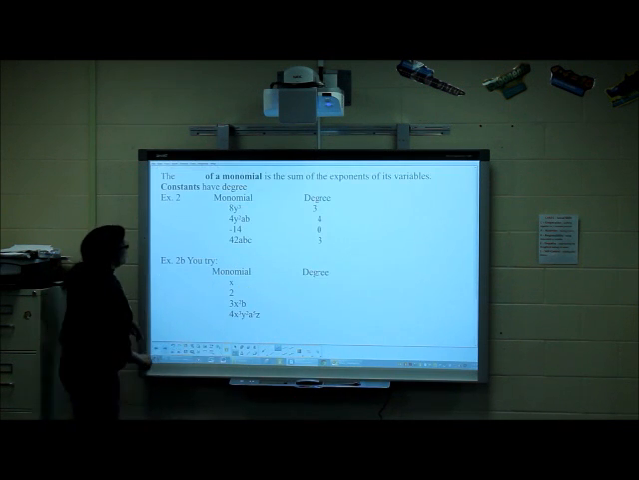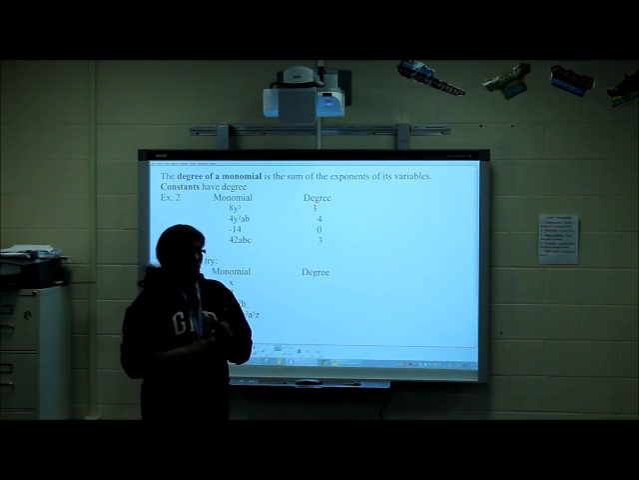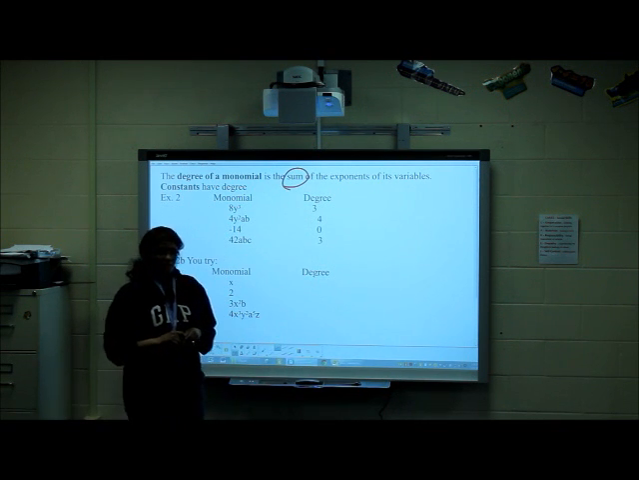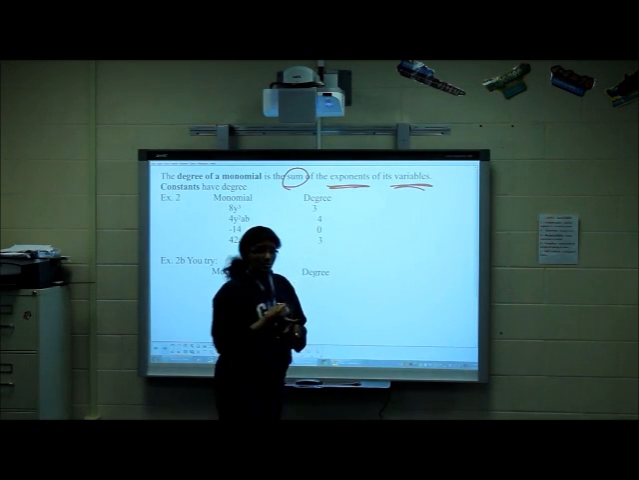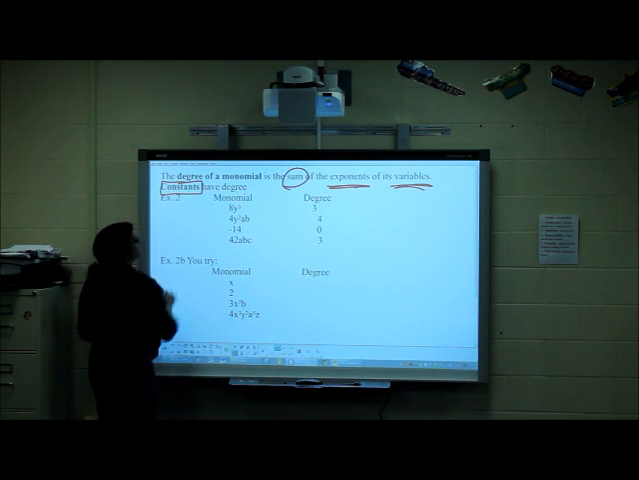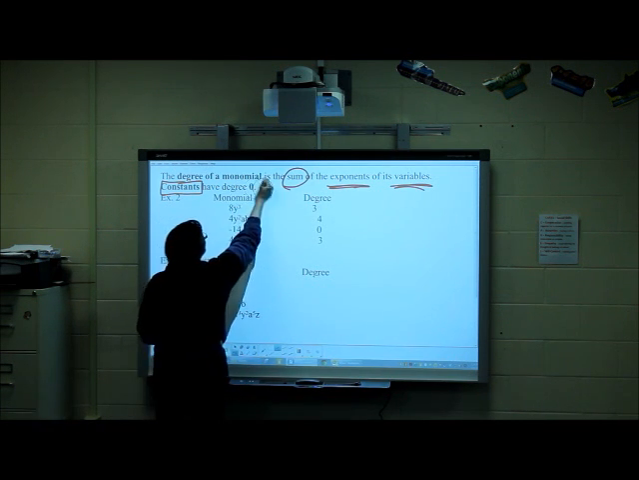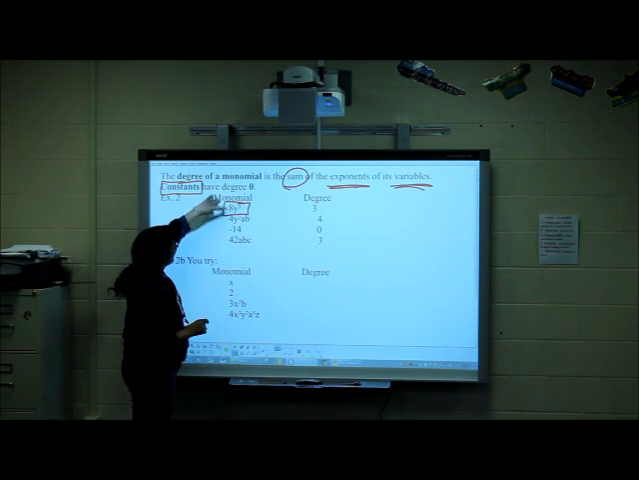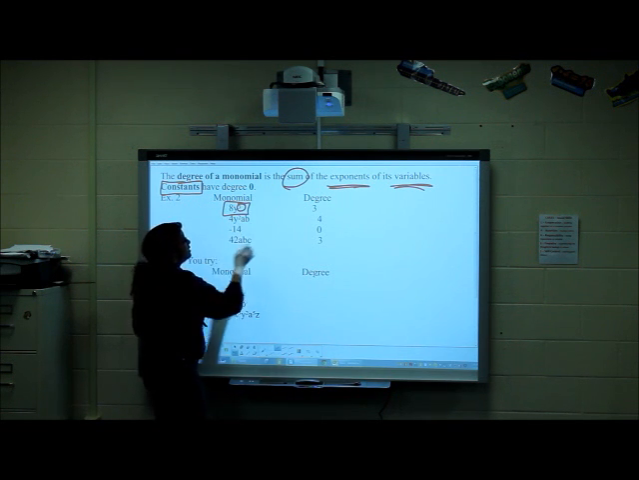Awesome. Okay, let's go here. Let's talk about degree. Not degree like temperature, but degree of a monomial. It's the sum. What does sum mean? Addition. Very good. The sum of the exponents of the variables. Not the numbers. The sum of the exponents of the variables. Constants, and what did we just say a constant was? It's just a number, like 1, 2, 3, 6. Constants have a degree of 0. Now look at these terms. I've got 8y cubed. The 8, the coefficient, doesn't have a degree. The y cubed has an exponent of 3. That's the degree.